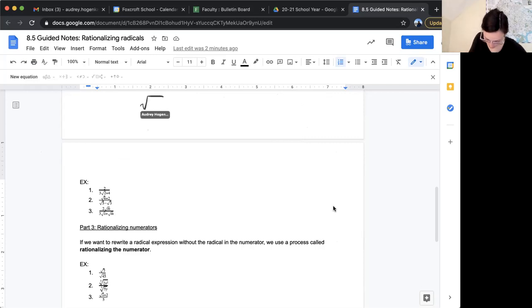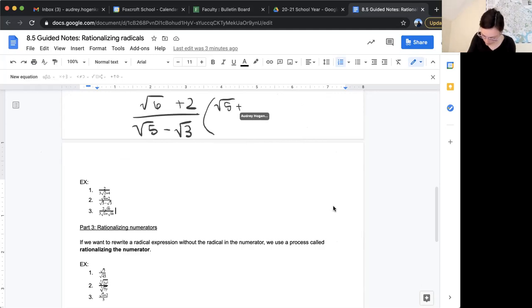So we have square root of 6 plus 2 over square root of 5 minus square root of 3. So if my denominator is square root of 5 minus square root of 3, then my conjugate is going to be square root of 5 plus square root of 3.